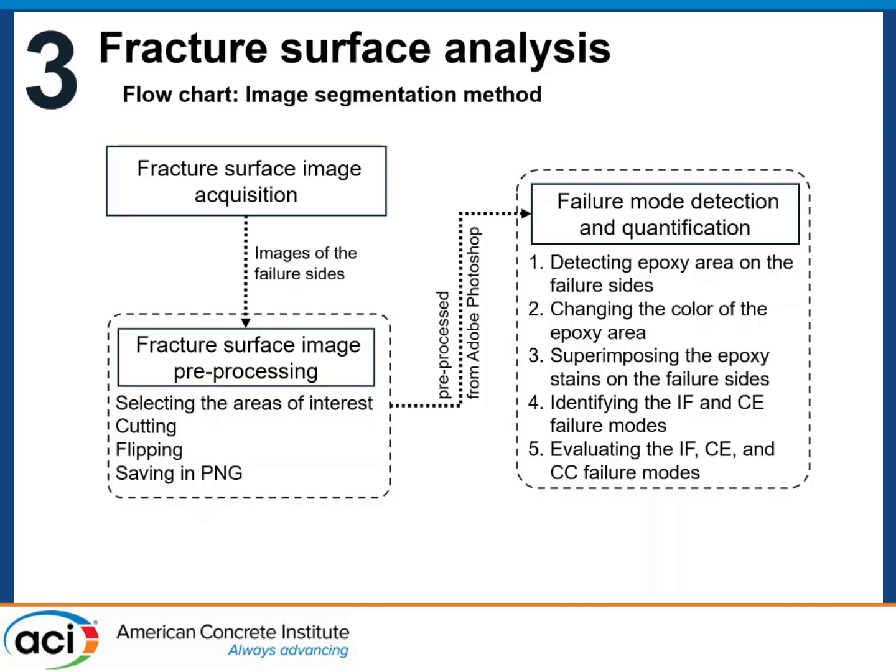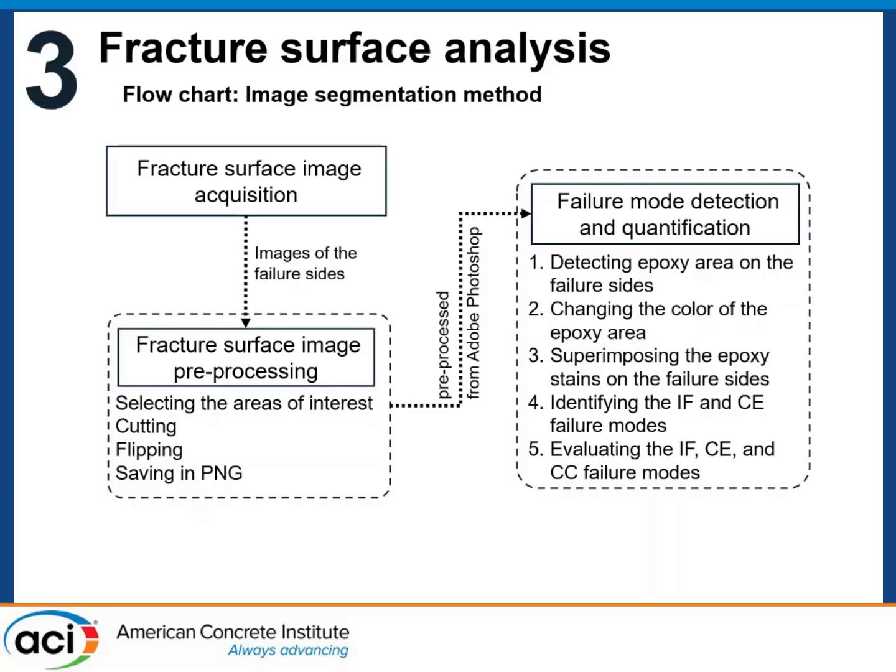So what we have here is the idea of how you use this fracture surface image, processed so you can qualify and quantify the changes that we're observing. On the right side, what we're doing is detecting epoxy areas in the fracture surfaces. We're using image acquisition to change the color of those epoxy areas into something that can be clearly identified and quantified.